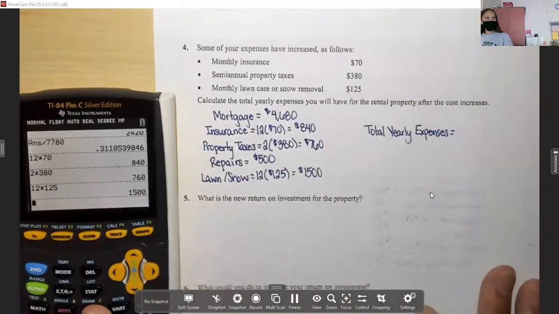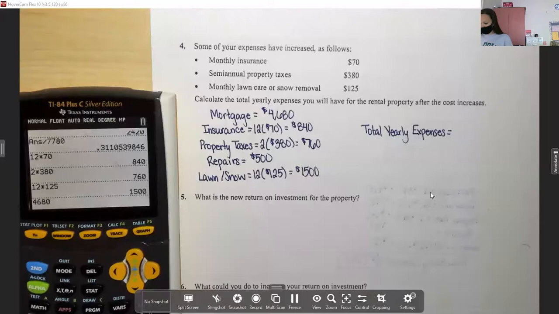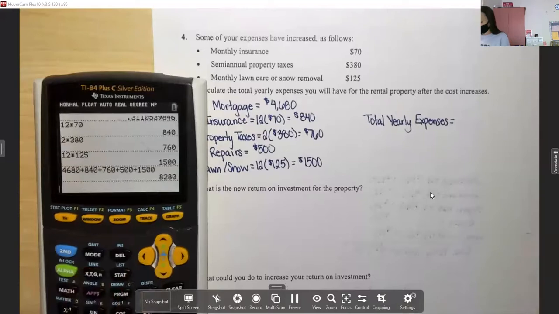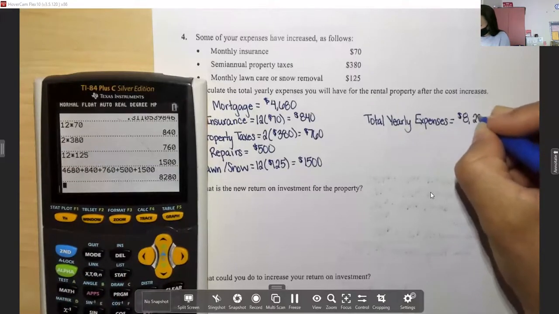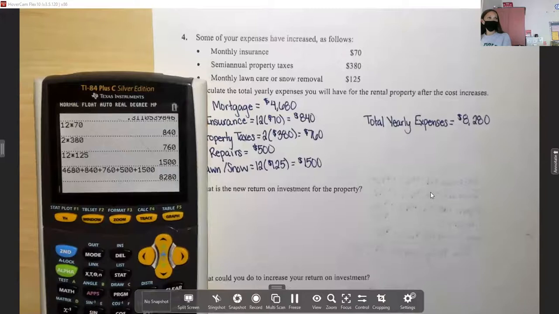So now we need a new total yearly expenses. So I'm going to add all of those up. So now for the year, it's $8,280.